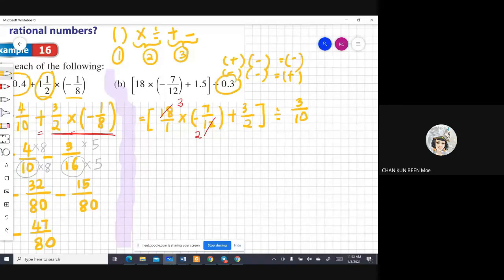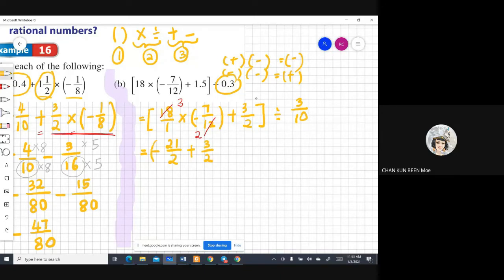3 times 7 is equal to 21. Down here, 1 times 2 equals 2. And then this is a positive fraction multiplied by a negative. Again, positive times negative is equal to negative. So I fill in here, negative. Okay, and so we solved the first two fractions already. We still have this, so I'm going to copy down 3 over 2.